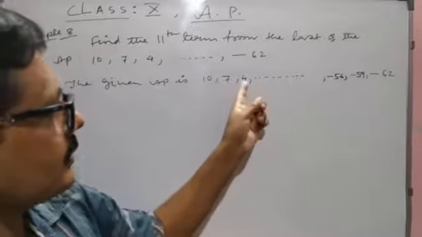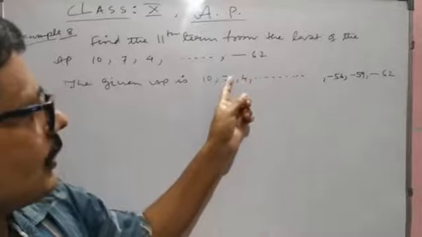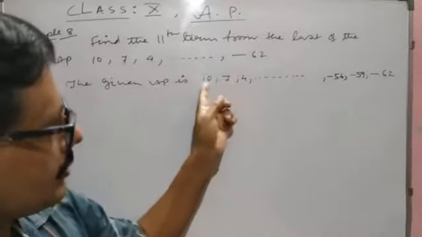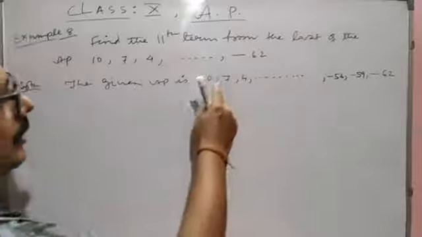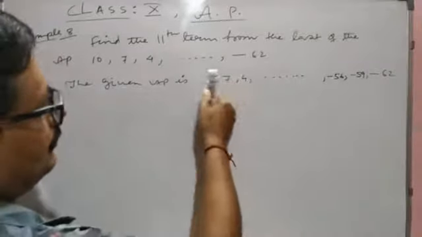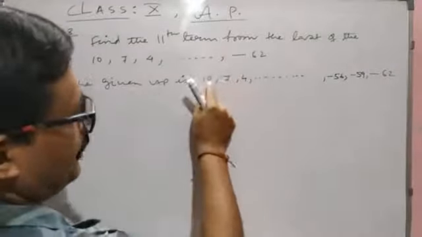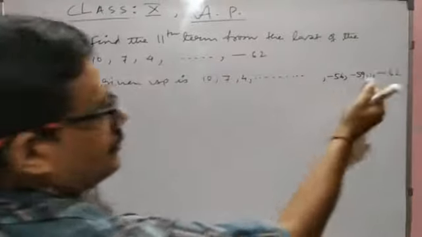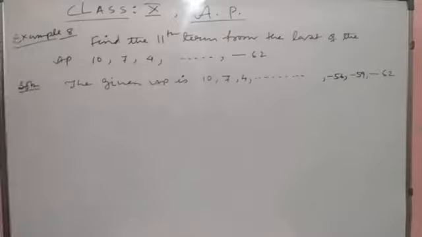Got the point? 10, 7, 4 and last was minus 62. As we are going to write in reverse order, let us find two more terms here. Say 4. If we come here, we have to add 3, then we get 7. Because the common difference is minus 3, from here to here we add minus 3, but in reverse order we have to add plus 3. So in reverse order, we are adding plus 3.